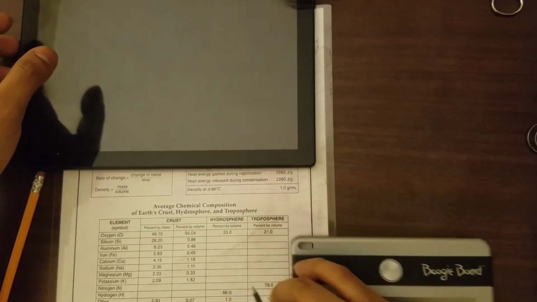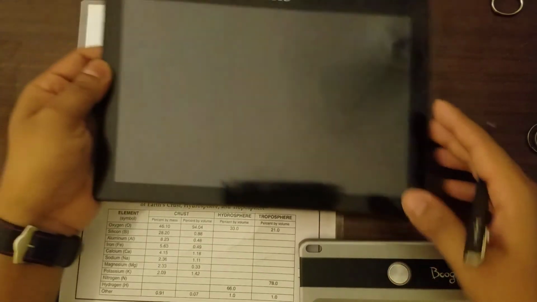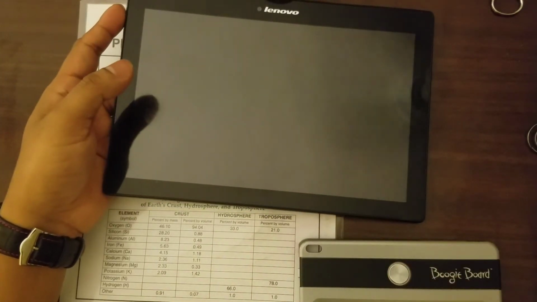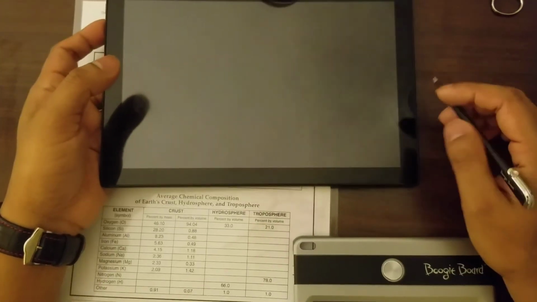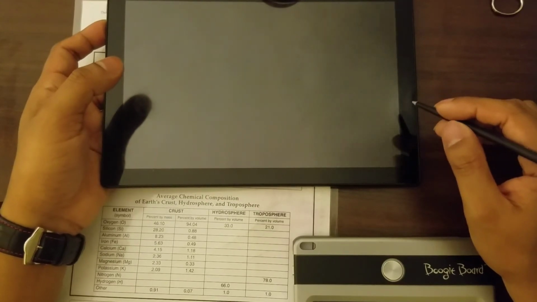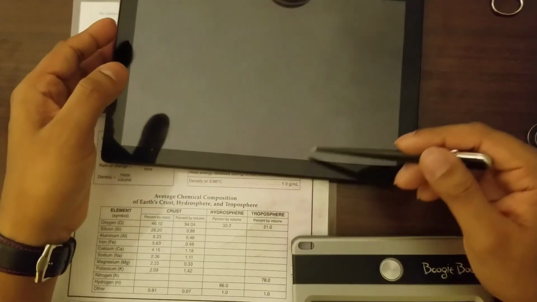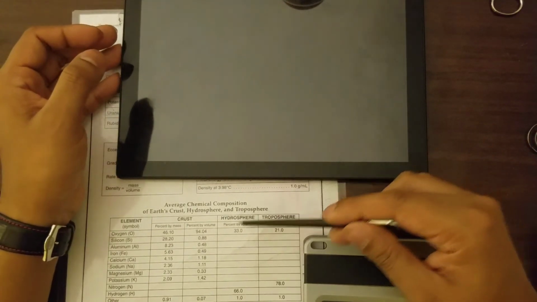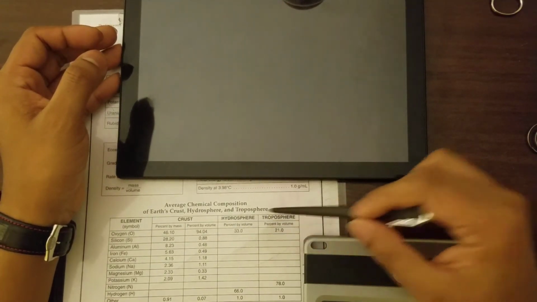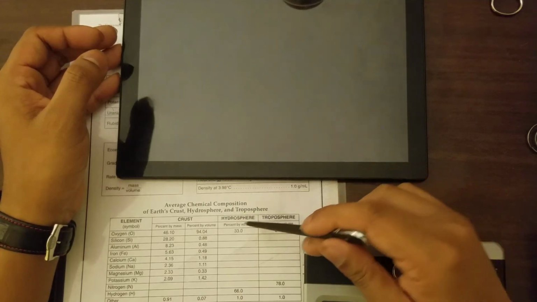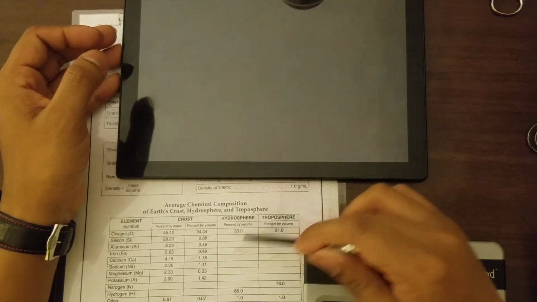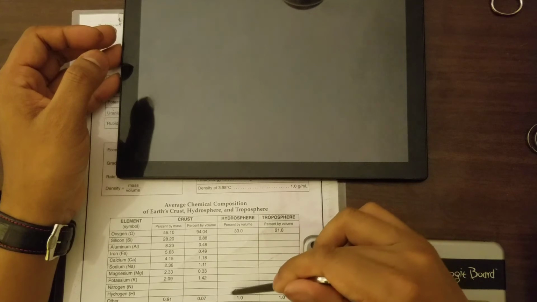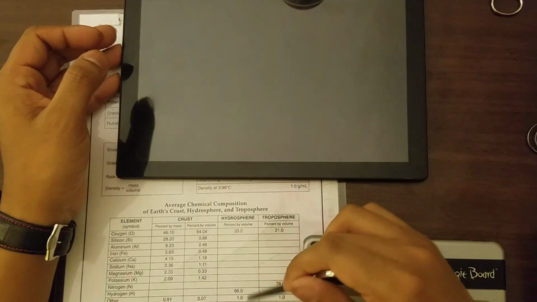And what about the hydrosphere and troposphere? What is the hydrosphere? The hydrosphere is all the water on the Earth's surface. We already know that water is made of hydrogen and oxygen. If you look at percent by volume, you don't need to know percent by mass. You can see 33% is oxygen, 66% is hydrogen, and other is only 1%.